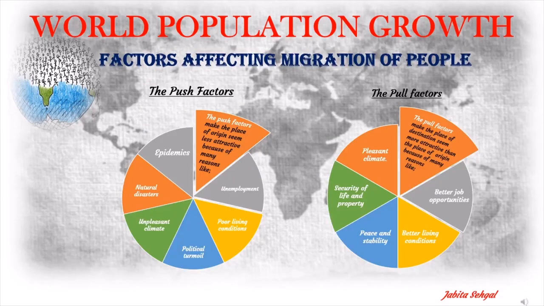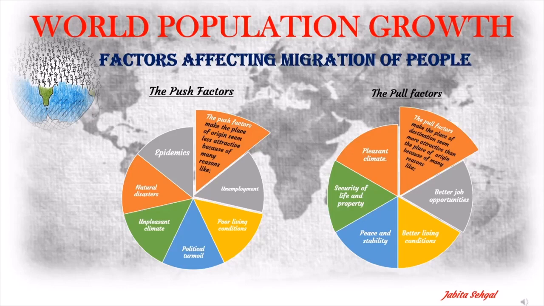Next, we have the factors affecting the migration of people. We have two sets of factors. One, the push factors. Push factors are the factors which repel people from the place of origin. They make the place of origin seem less attractive because of many reasons. For example, unemployment, poor living conditions, political turmoils, unpleasant climate, natural disasters, and epidemics.